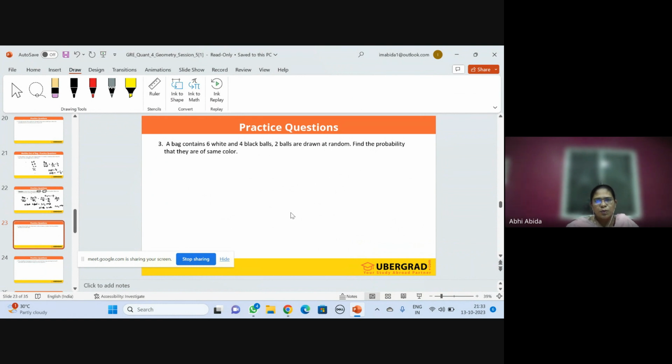The bag contains 6 white and 4 black balls. 2 balls are drawn at random. Find the probability that they are of the same color.